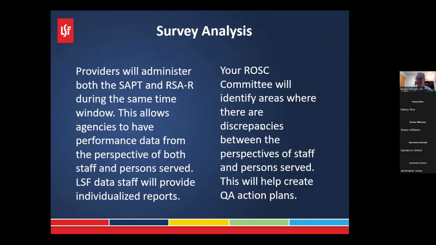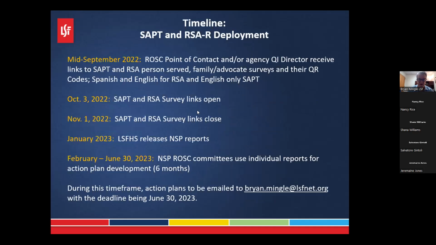And then the ROSC committee that you form will hold meetings. You'll identify areas where there are discrepancies between the perspectives. This will help you pull down some one or two or three action steps, however many you want to do. There's no requirement for how many action steps you write the first year or the second. But you want to look at what you think is the most pressing and the most important, and it also goes with capacity, what your staff can work on. Totally understand how projects work like that.